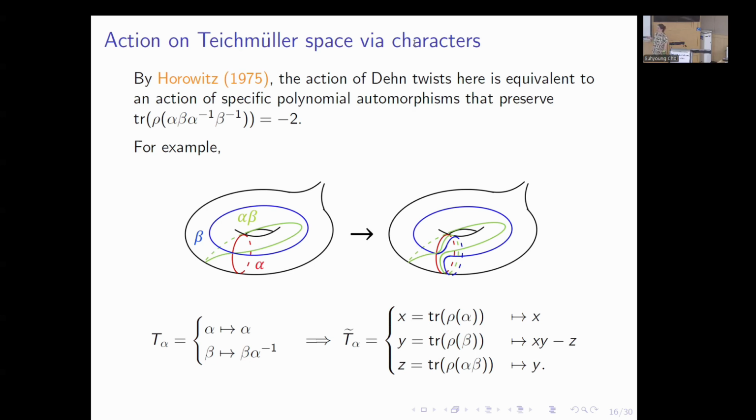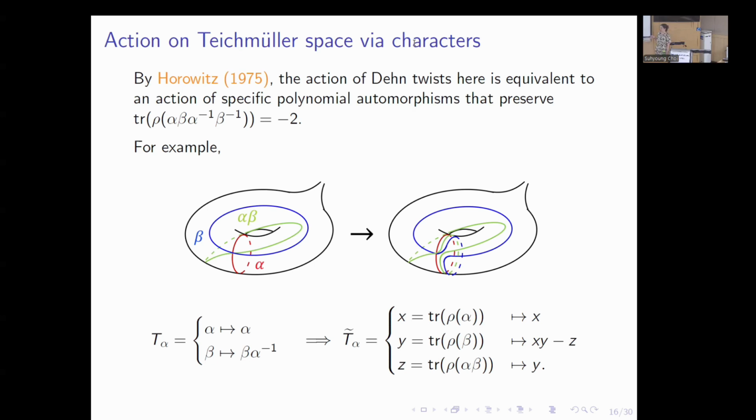Okay, so if we have this picture of the Dehn twist that we started with, this is the twist about alpha. What is the polynomial automorphism associated with that? Well, the twist about alpha takes alpha to alpha, and it takes beta to beta alpha inverse. This is up to some choice of orientation.